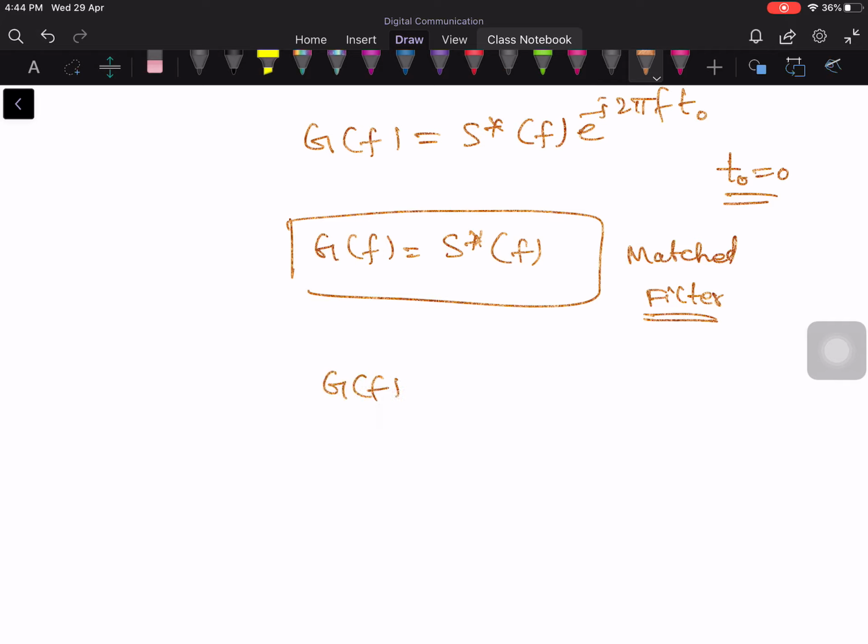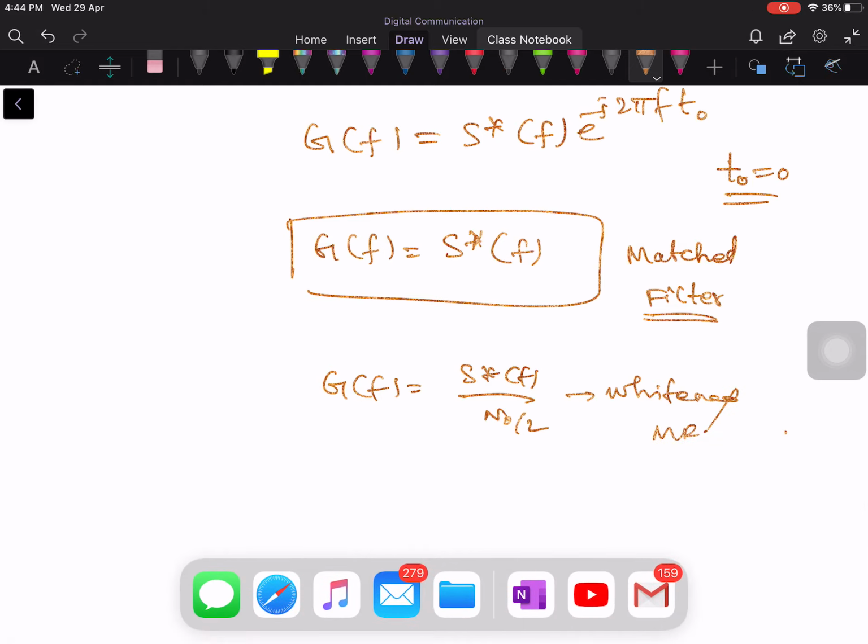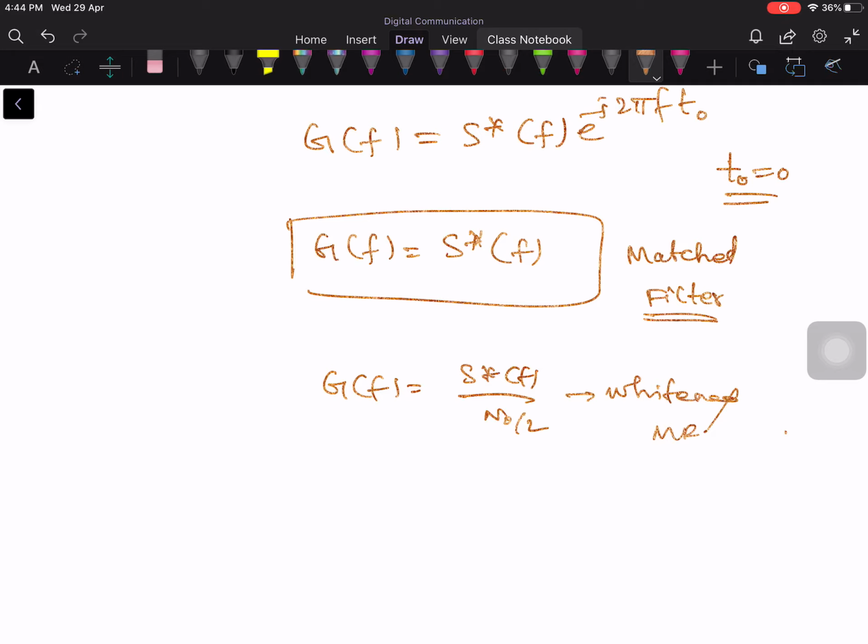And when you write G of f equal to S conjugate of f divided by N0 by 2, no, this is not more general. This is a whitened matched filter. I am sorry. Therefore, the whitened matched filter is obviously more general than the matched filter.